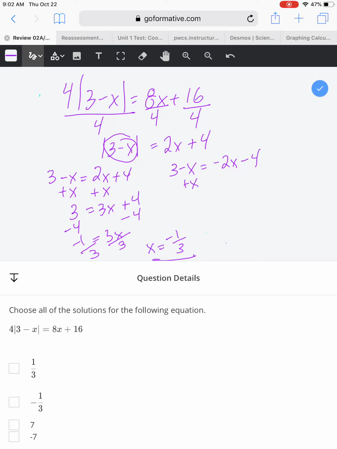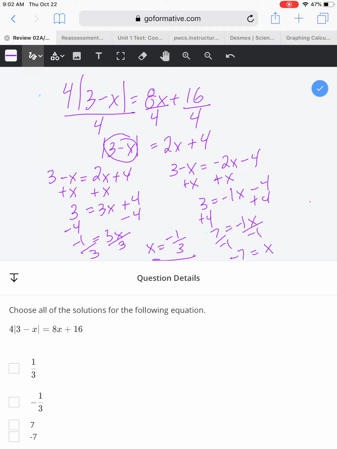Okay, the other side, go through the same thing. I'm going to add x again. It's going to be 3 is equal to negative 1x minus 4. Add 4 to each side. 7 is equal to negative 1x. Divide by negative 1, divide by negative 1. x is equal to negative 7.